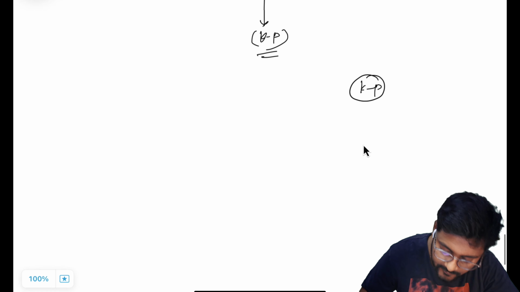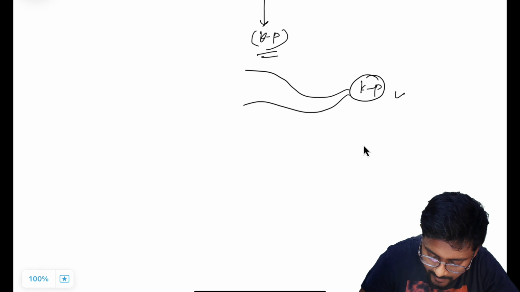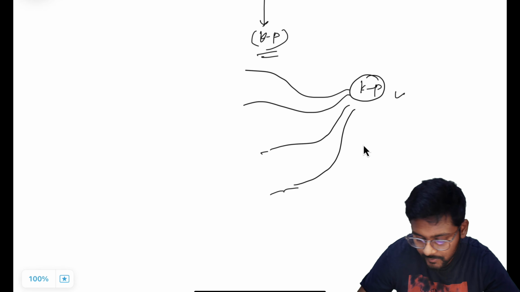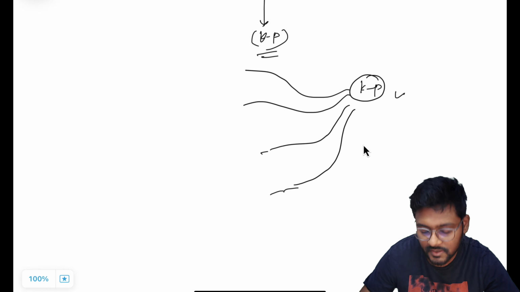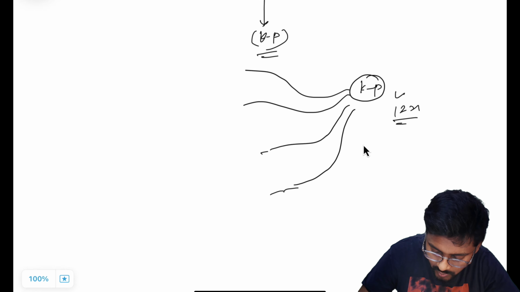Now I have a K palindrome, and I need to see how many times this K palindrome is being generated, right? From how many numbers of size 4? How can I check? Let's say this is 1 2 2 1.